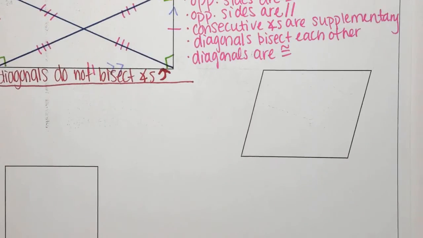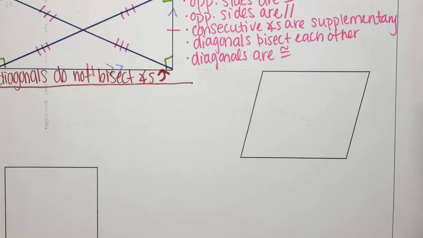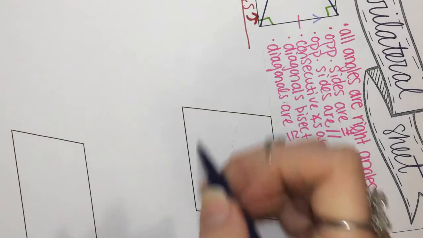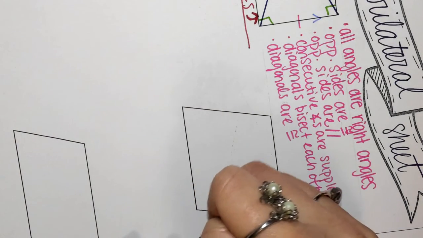What is the next figure? It's a triangle. No. A rhombus. It is a rhombus. Take a point. So let's write rhombus beside it.